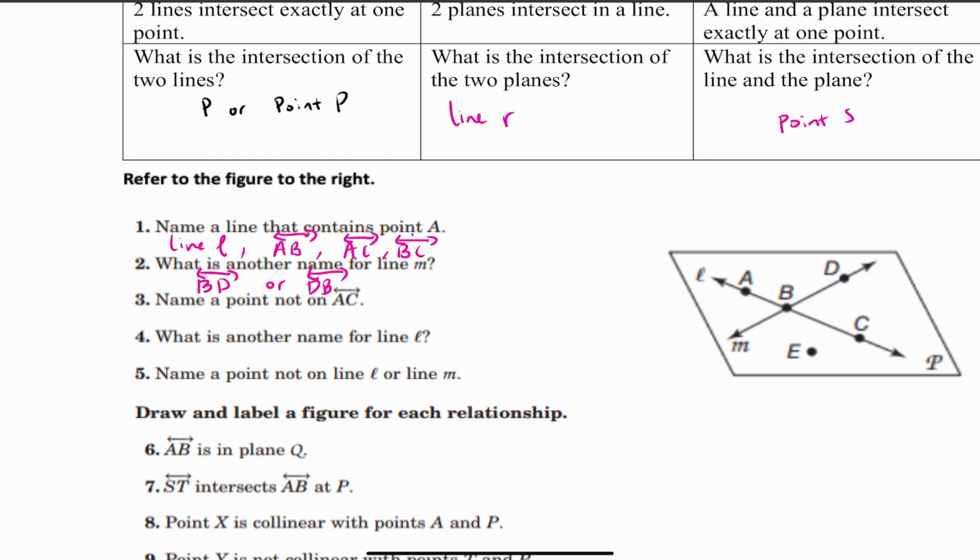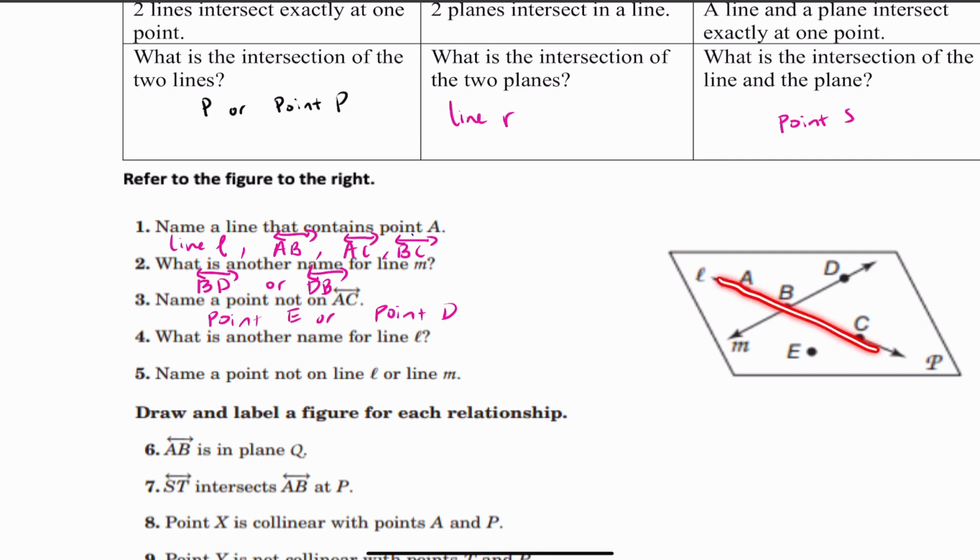Okay? Number 3, name a point not on line AC. So where's AC? AC is right here. You can call that E and also D, because notice that E is not part of line AC here, and notice that D is not part of line AC here. So therefore, you can write point E or point D.